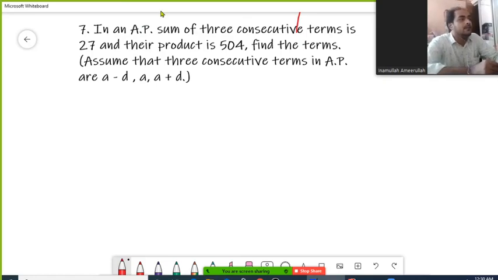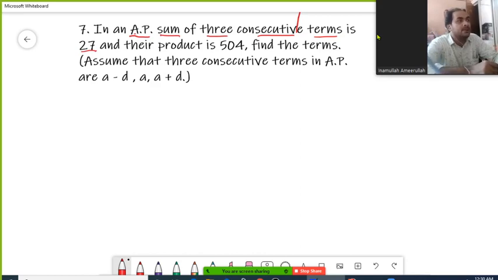In an arithmetic progression, the sum of three consecutive terms. Consecutive means one after the other. If your first term is 5, the next consecutive term is 6, then the next consecutive term is 7. It is like that. So three consecutive terms, one after the other, is 27. Means if you add those three numbers, it should be 27.